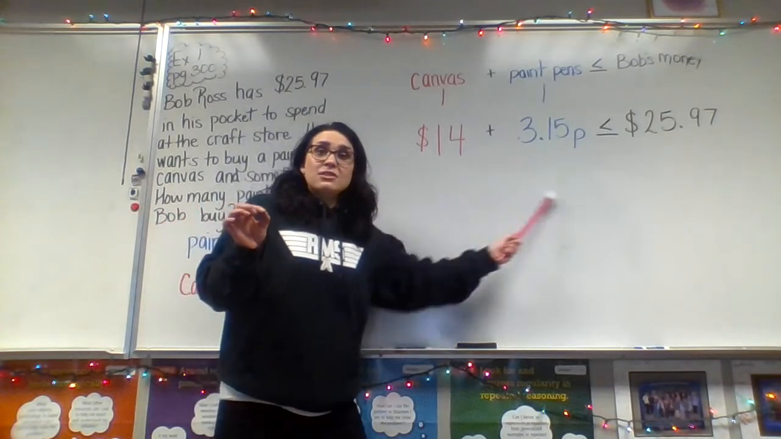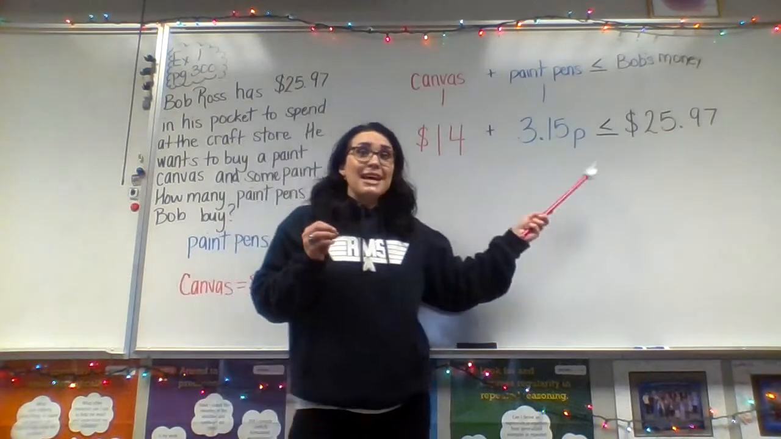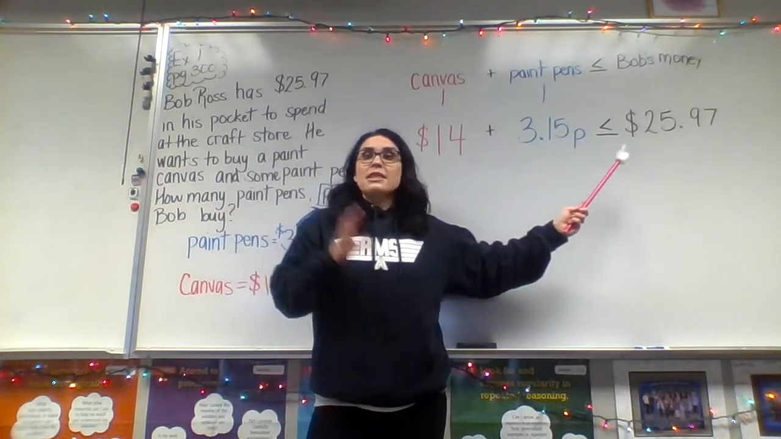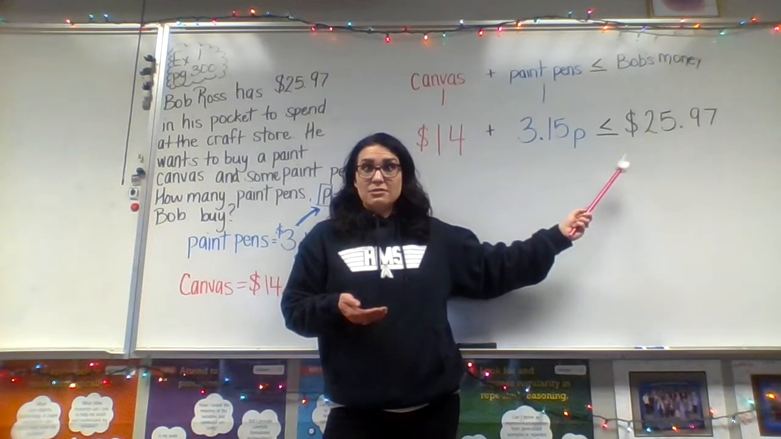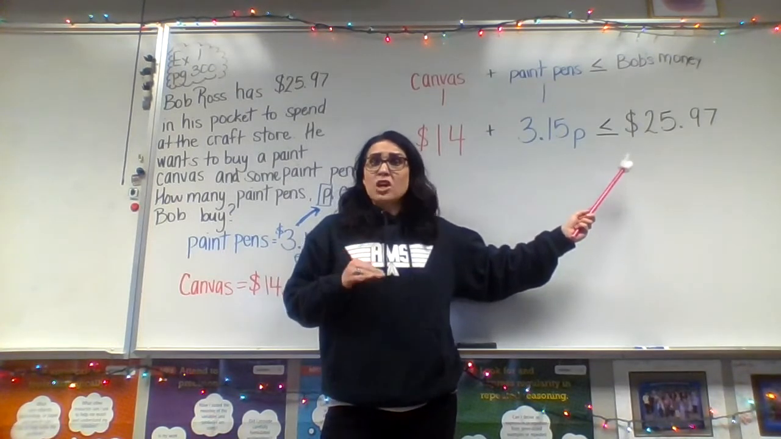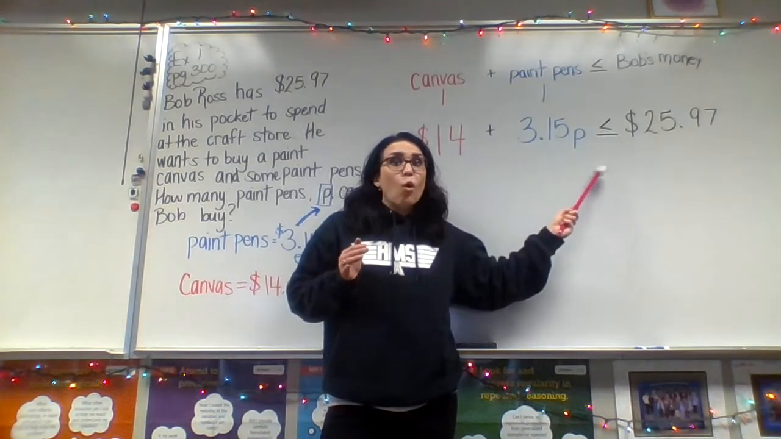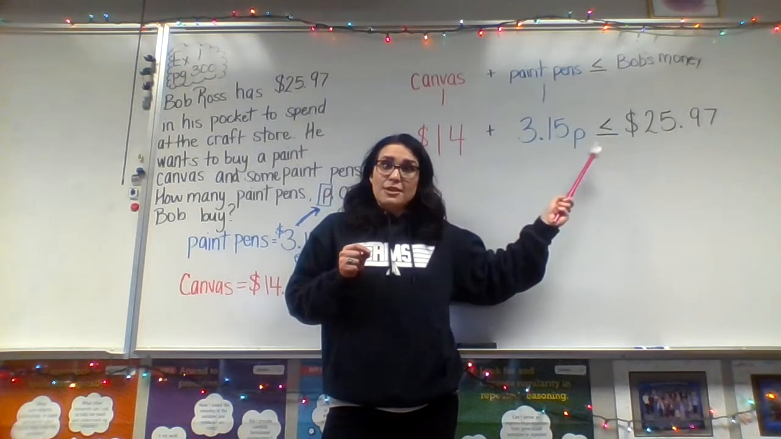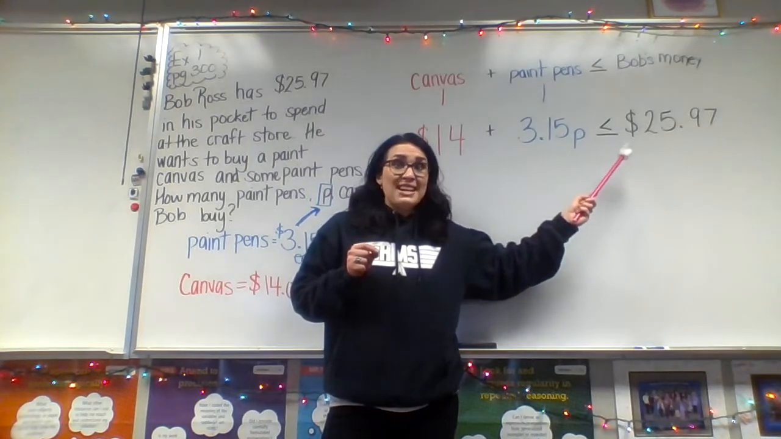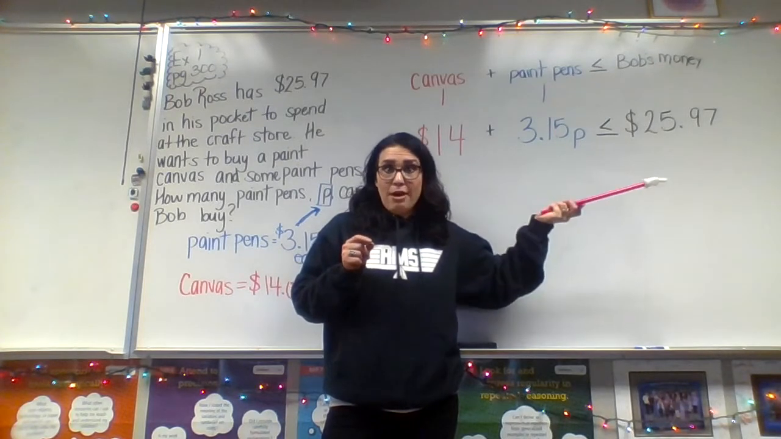Then again, these 2 pieces of information added together needs to be less than or equal to the amount of money that Bob actually has, which is $25.97, right? He can completely spend all of his money and have no money left over. That's completely doable. That's why that or equal is an option. But the less than part is also an option because he can spend anything under this amount, but again, he can't spend anything over that amount, all right?